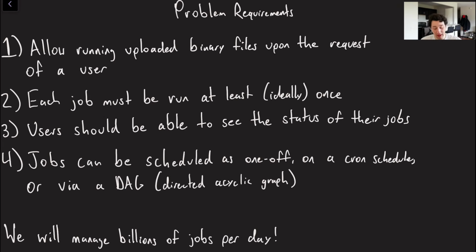Okay, number 3 is that users should be able to see the status of their jobs. If I'm running a binary or I want to run it on some sort of cron schedule, I need to be able to know whether it failed, whether it succeeded, what the error messages were, things like that.